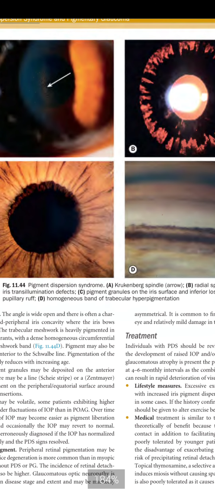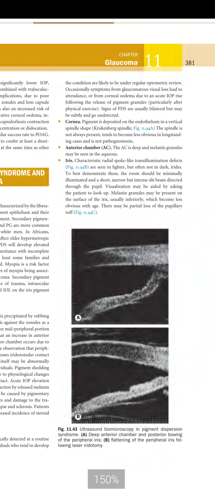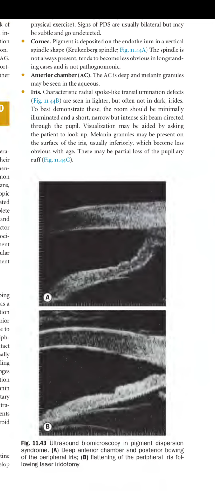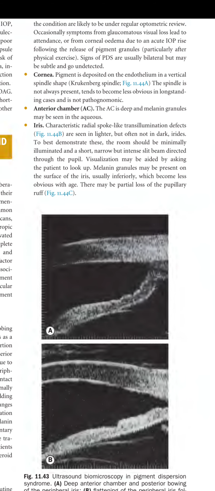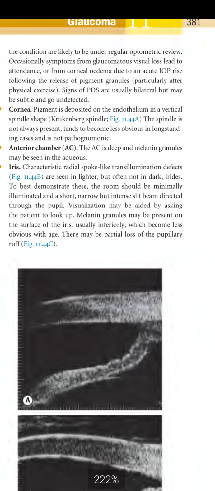Let's see figure 11.44. A is showing us the Krukenberg spindle. So there is a vertical line of pigment deposition on the endothelium. And this figure is showing ultrabiomicroscopy in pigment dispersion syndrome. A is showing a deep anterior chamber and posterior bowing of the peripheral iris. B is showing the flattening of the iris following laser iridotomy. The anterior chamber is deep and melanin granules may be seen in the aqueous.